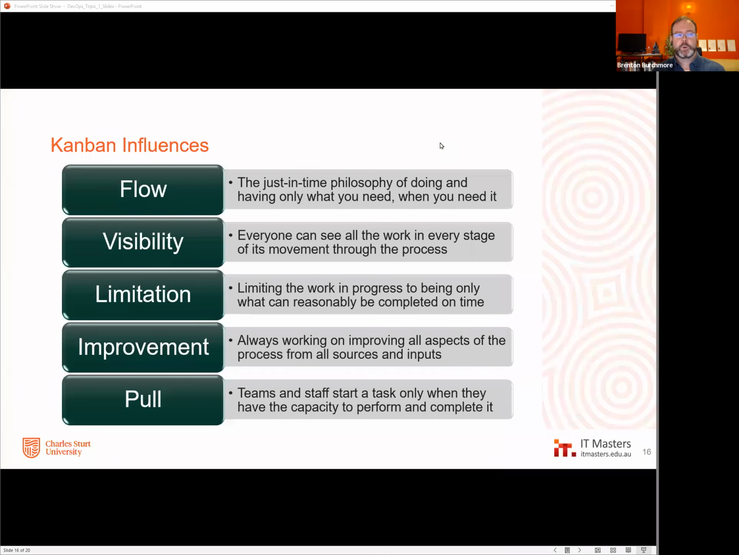This means that where people are pulling what they do, it's not a push thing. It's not like, here's your to-do list for this week. Here's all the stuff I want you to work on. See what you can get done. It's the individuals and the teams pulling the work in.